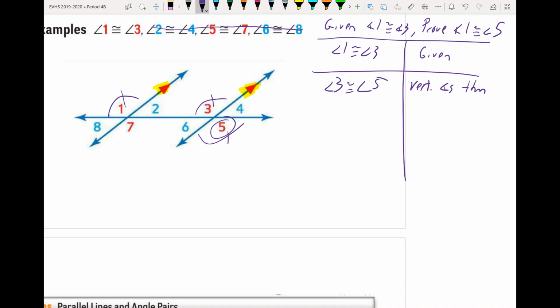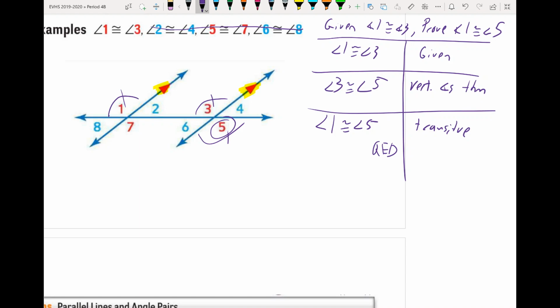Okay, so now that I've got angle 1 is congruent to 3 and 3 is congruent to 5, what does that then mean? Transitive property says angle 1 is congruent to angle 5. And that's transitive. And now I got it. Is this still technically a proof? Right now, yes, this is still technically a proof, but bear with me for a second, and I'll get to the purpose of it in a second. I know you're seeing there's something more going on here, and you're right.